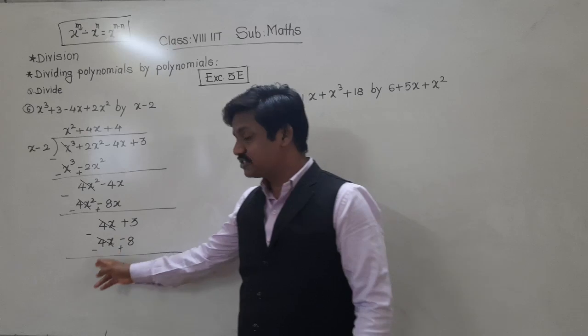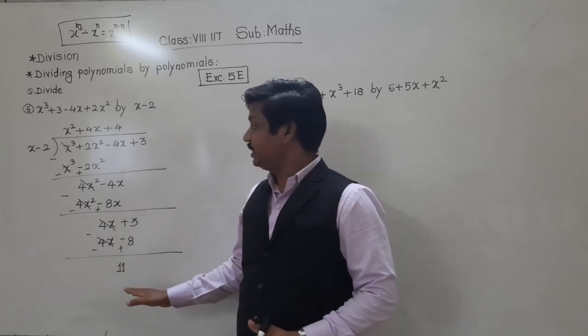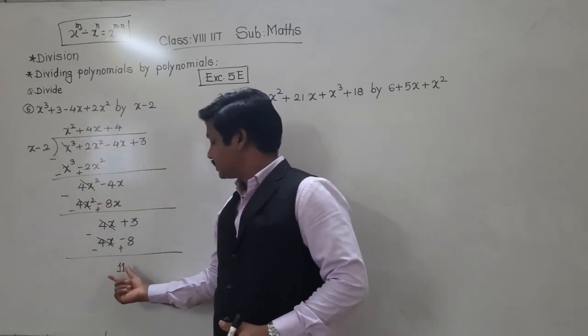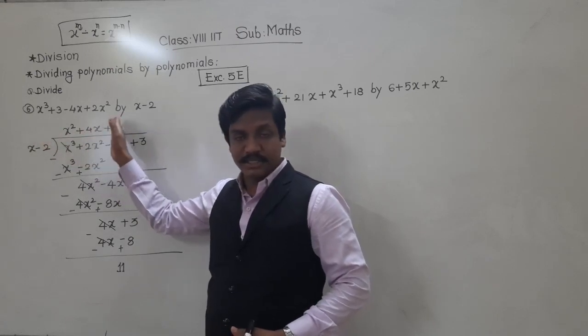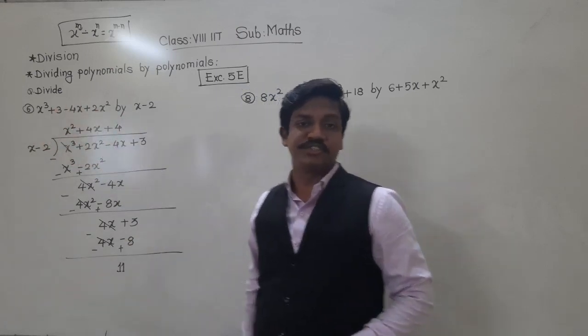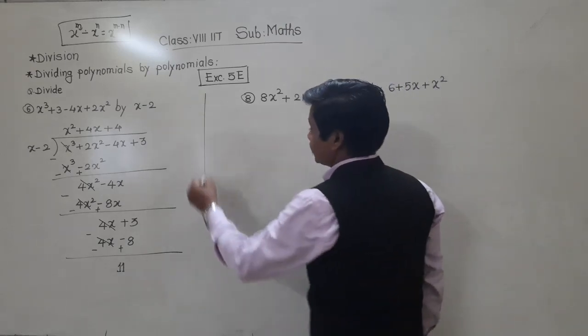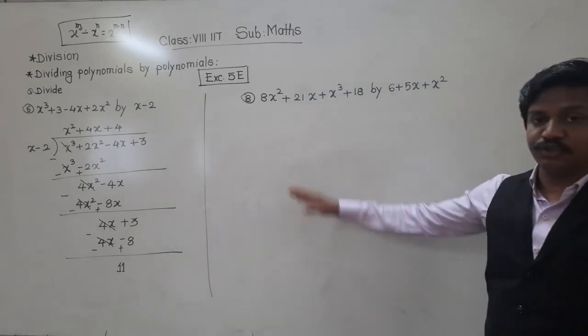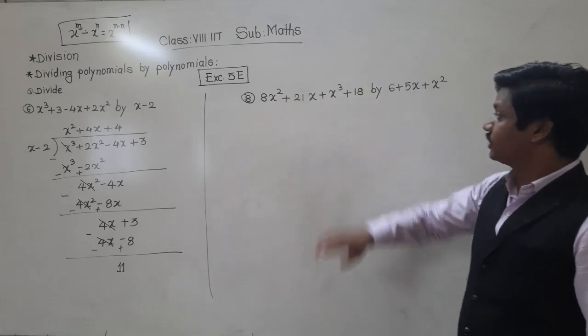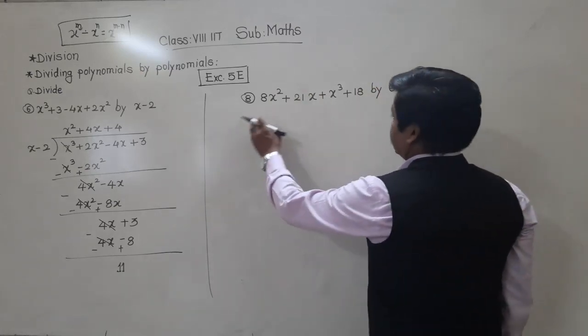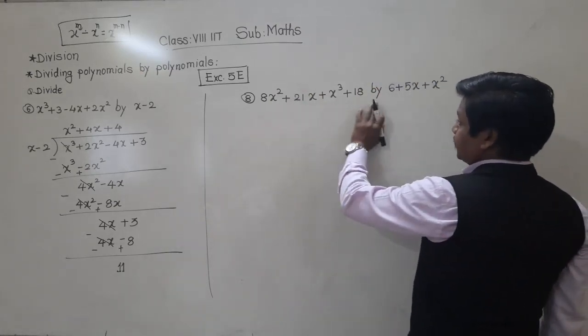Oh, here the remainder is not 0, the remainder is 11. Okay, this is the quotient, and this is the remainder in this division. Understood? Okay. Next, example number 8. The 7th one you have to do by yourself. The 8th one is actually a multinomial. See, 4 terms are there.